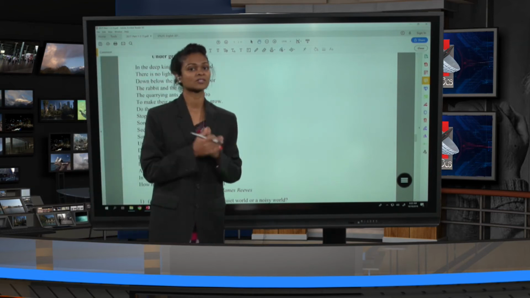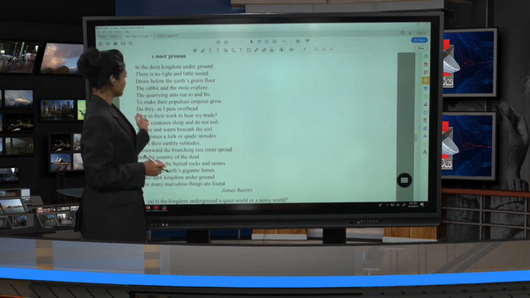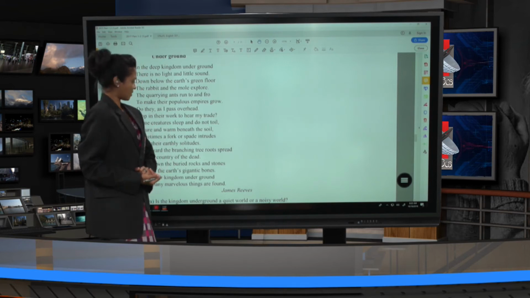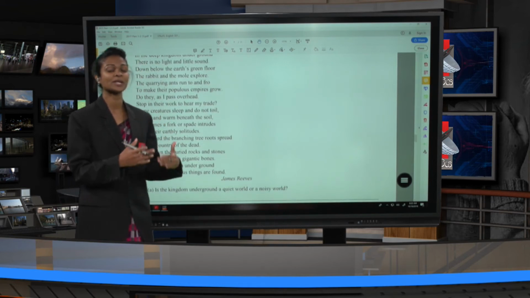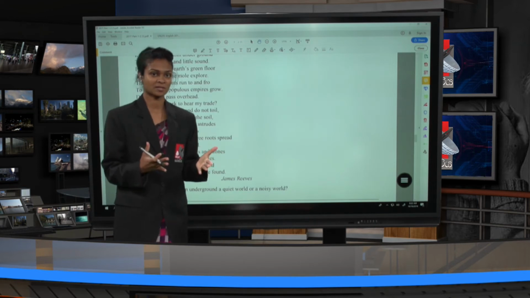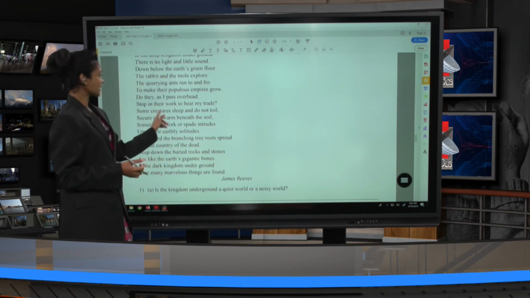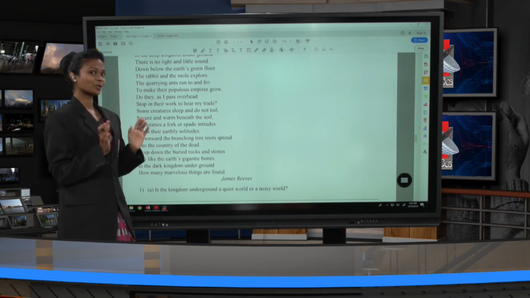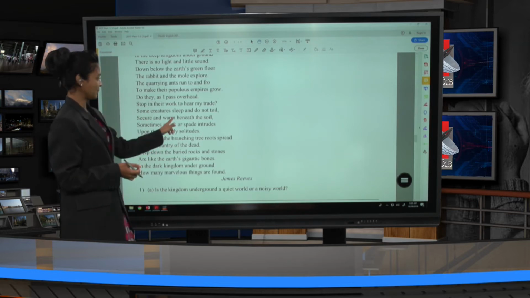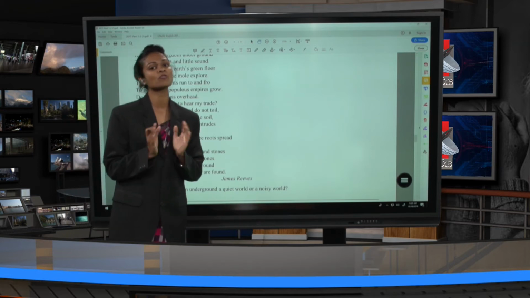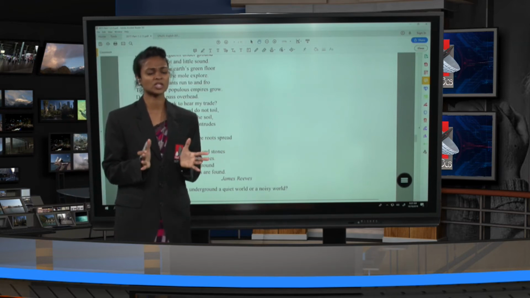Do they, as I pass overhead, stop in their work? To hear my tread, to hear my footsteps, right? Some creatures sleep and do not toil. Some creatures sleep and do not toil means they do not work hard, they just sleep there.